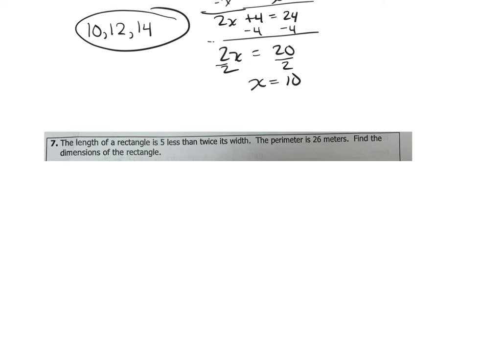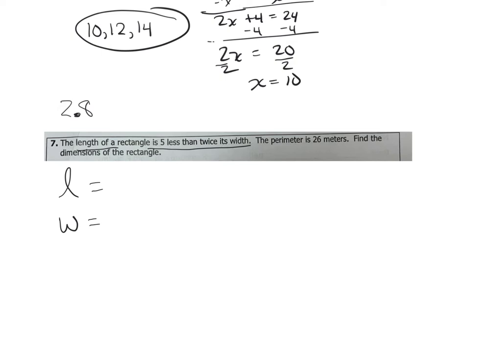Okay, this is still in 2-8, right? Question 7. The length of a rectangle is 5 less than twice its width. The perimeter is 26 meters. Find the dimensions of the rectangle. So we need to know what length and width are, right? What was given in our problem? The length is 5 less than twice the width.